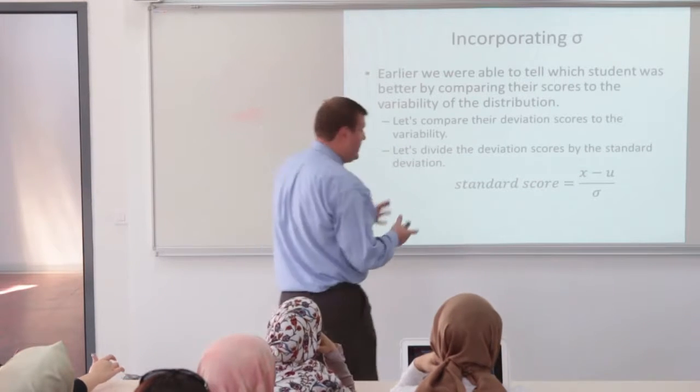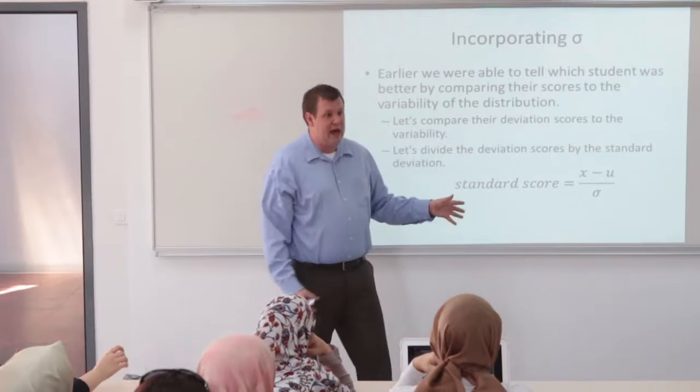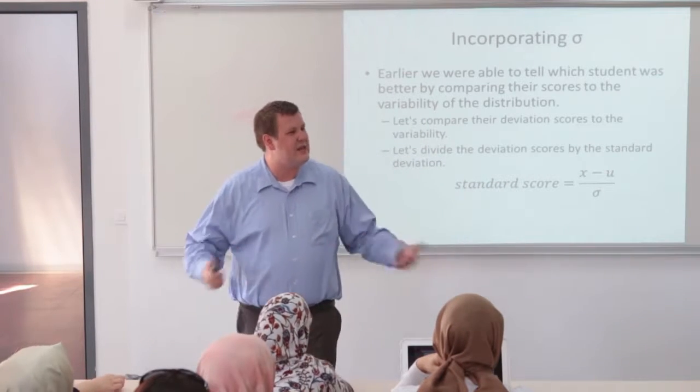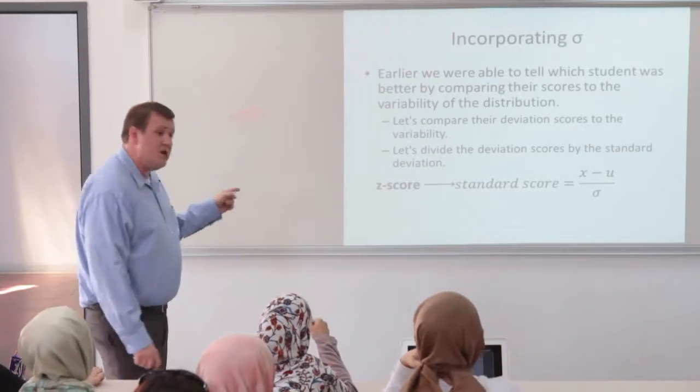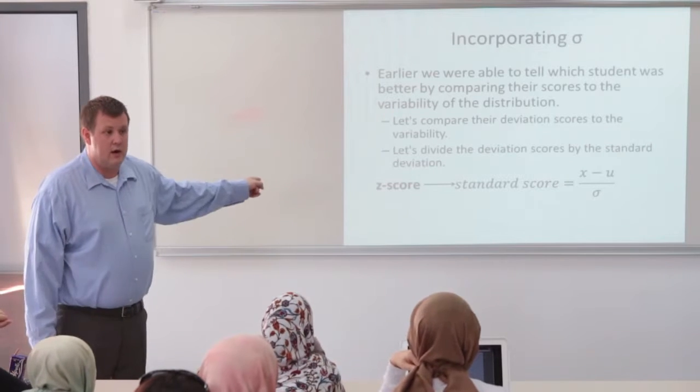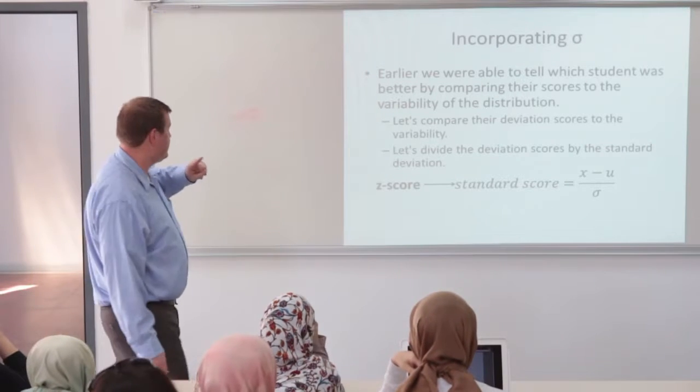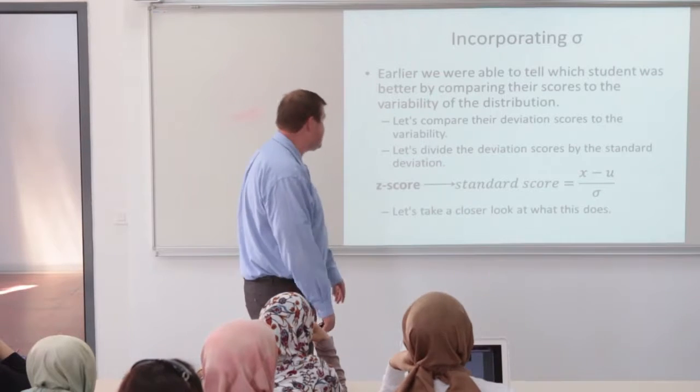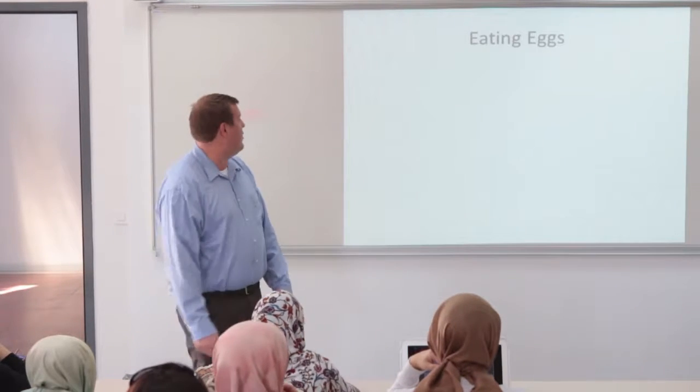This is a good way to find out how far away something is from the mean. This is also known as a z-score. This standard score is a z-score. Now let's take a closer look at what this does.